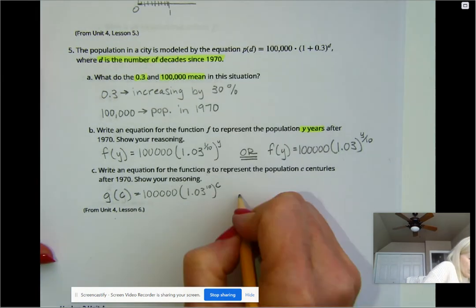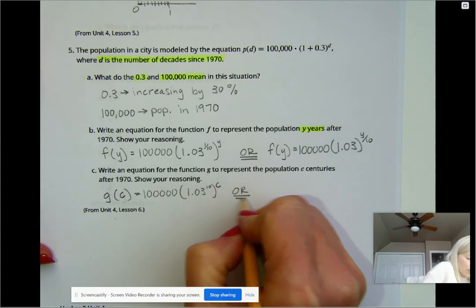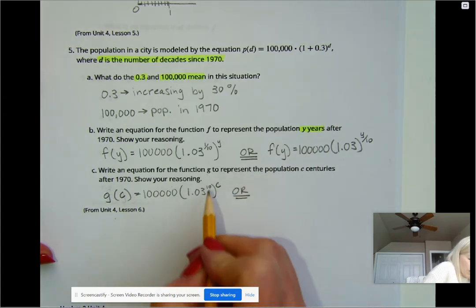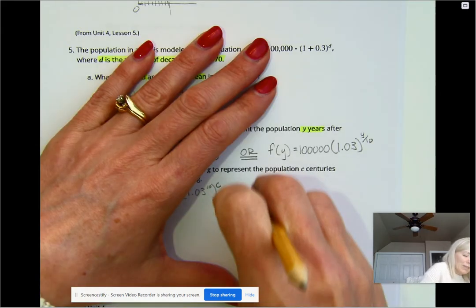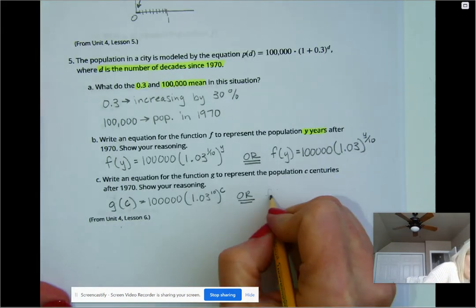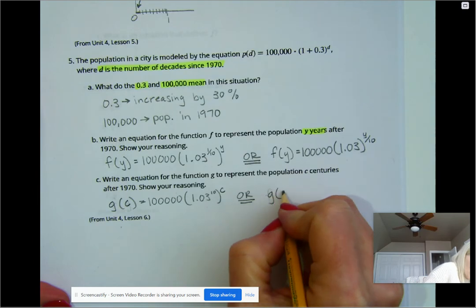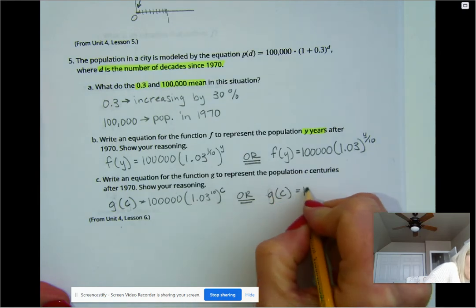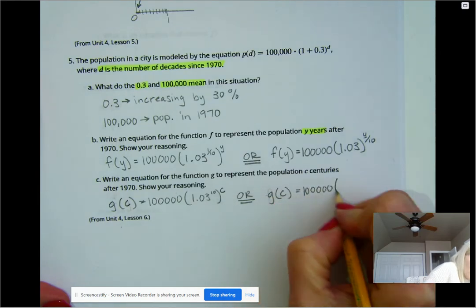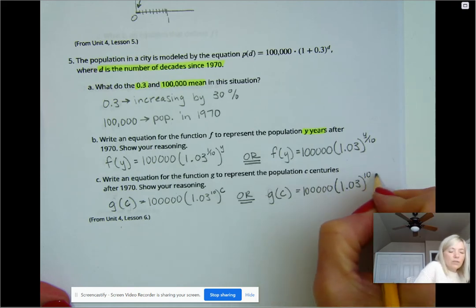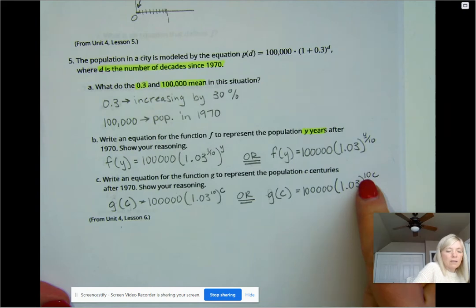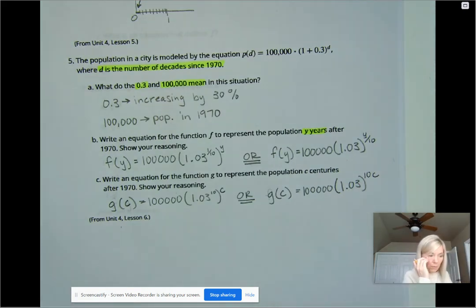Or we could put these together in one exponent. Oh my goodness, I'm just so accustomed to using F, but G of C equals the 1.03, and now to the 10C, since there's 10 decades in a century. Okay, so either way.